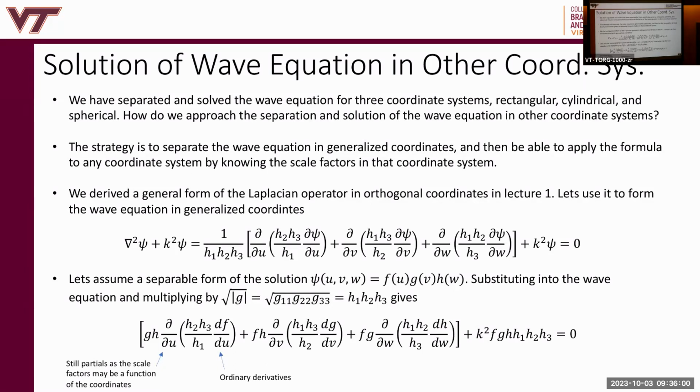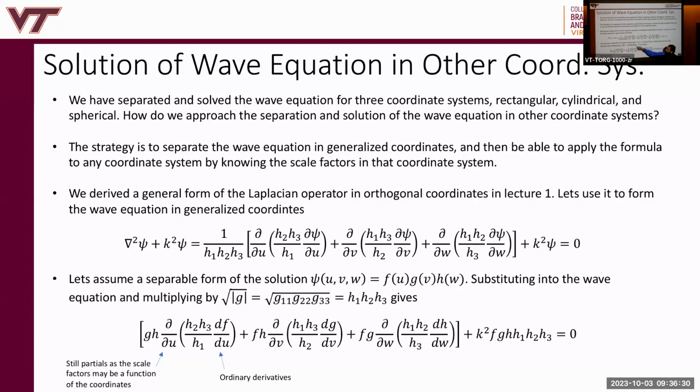So the strategy is to separate the wave equation in generalized coordinates. And then we can apply the formula that we get at the end of separating the wave equation in generalized coordinates to any coordinate system by knowing the associated scale factors for that coordinate system. So we do it in general, then we specialize our general results to particular coordinate systems by using the scale factors for that, right? So the wave equation here, del squared psi plus k squared psi, we can expand del squared in terms of generalized coordinates, right? This is the Laplacian in generalized coordinates, plus k squared psi.